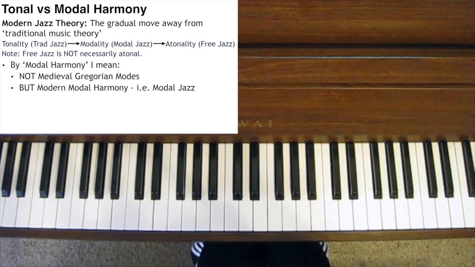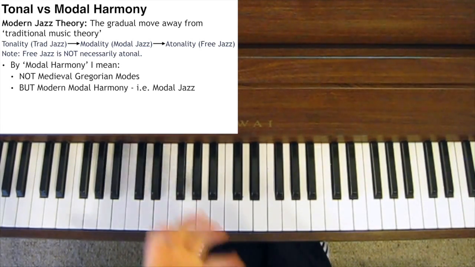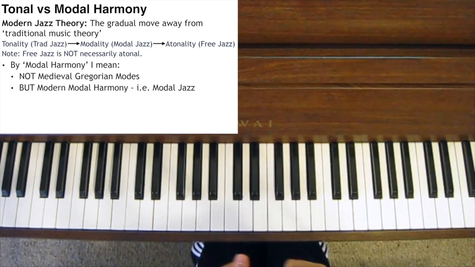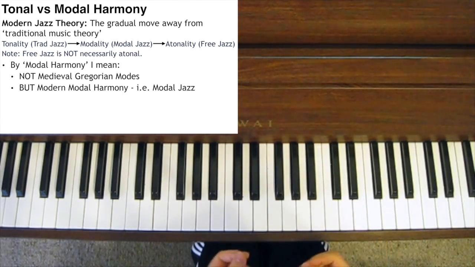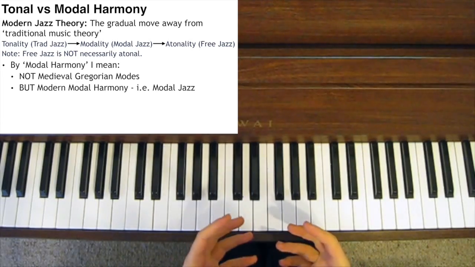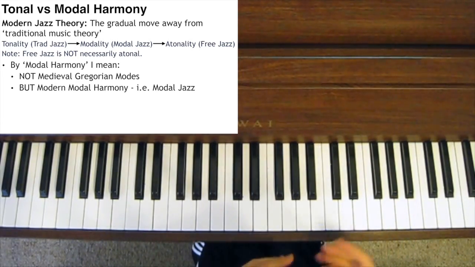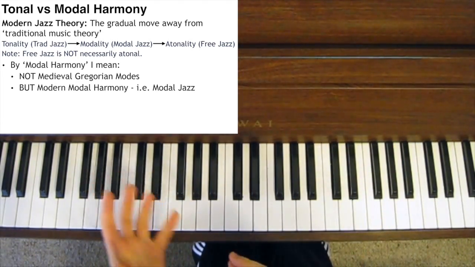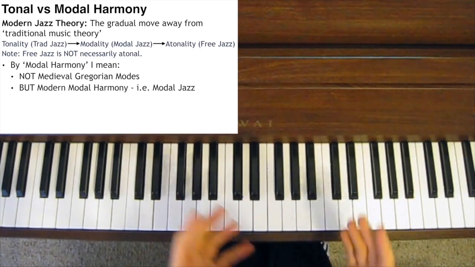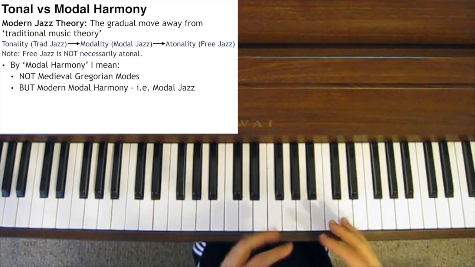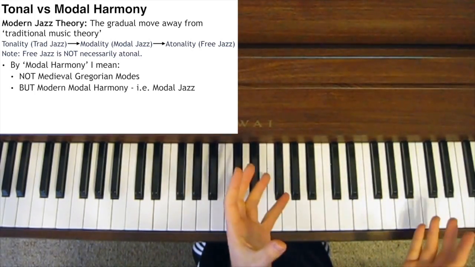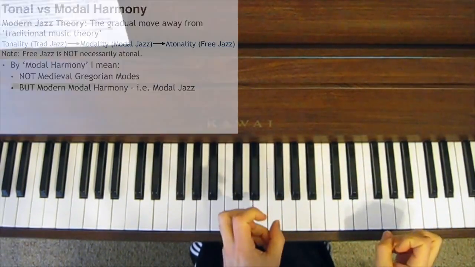So we're going to start at the start in this lesson, and I'm going to try to explain the difference between tonality or tonal harmony and modality or modal harmony. Now, I should also clarify that when I say modal harmony, I'm referring to the modern meaning of modal harmony. That is not medieval music, not Gregorian modes or the 8 church modes or anything like that, but rather the Miles Davis, John Coltrane modal jazz sense of the word of modal harmony.